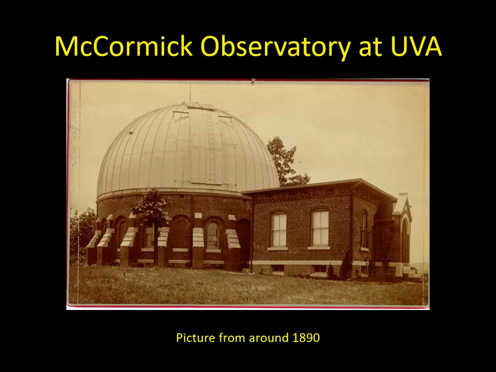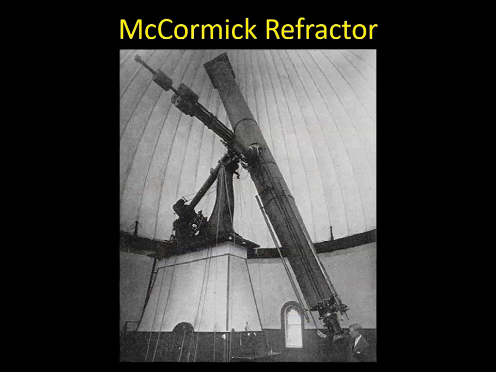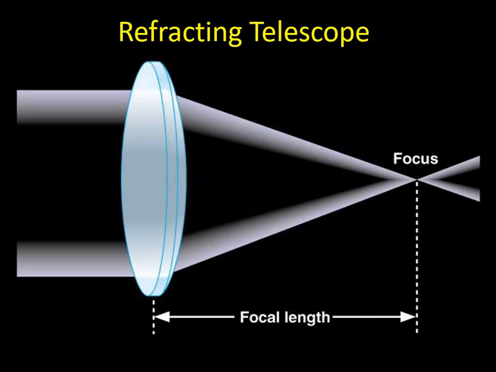So here's an old picture of an old observatory. Now this observatory is still in operation. I have visited it many times when I was a graduate student at UVA. It houses the McCormick refractor, an extremely fine, very nice observing instrument. And at the time that it was created, for a very short period, it was temporarily the largest refracting telescope in the world. I think for like a month or something like that.